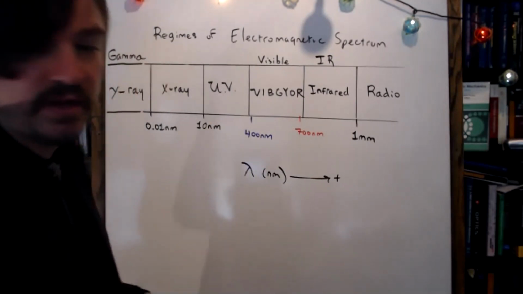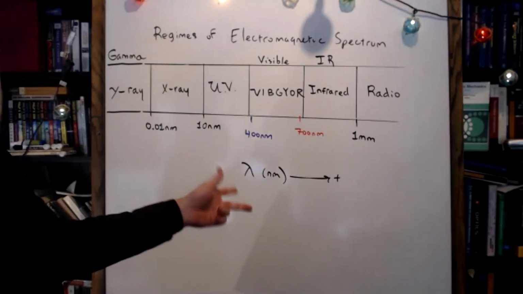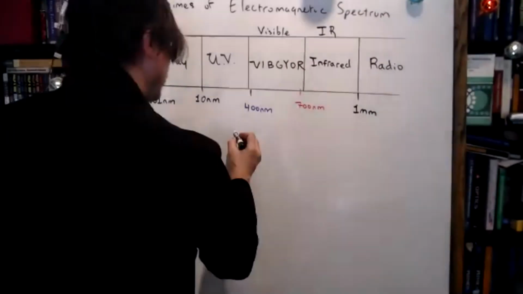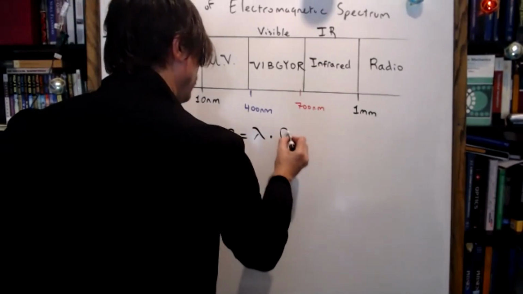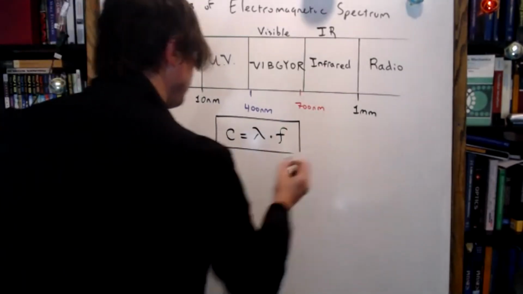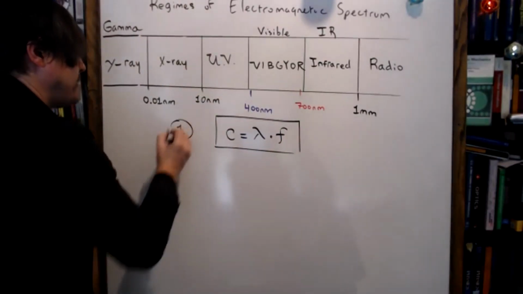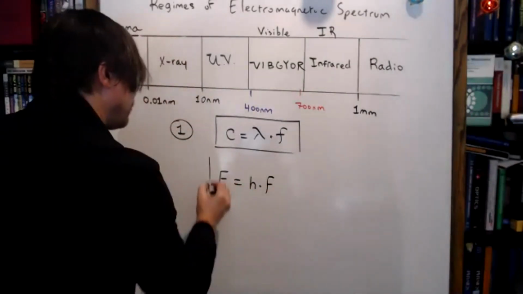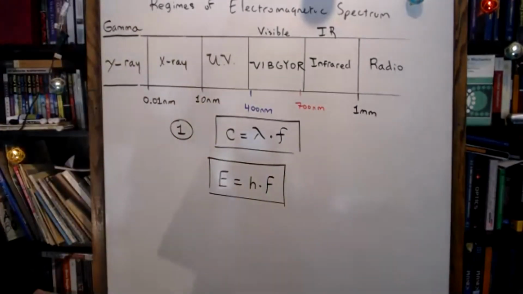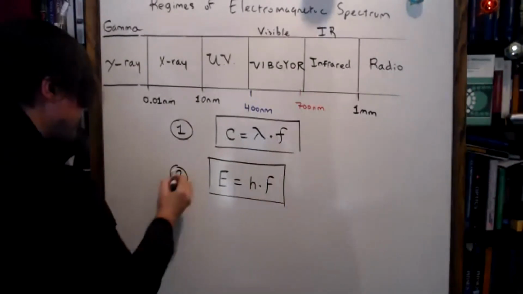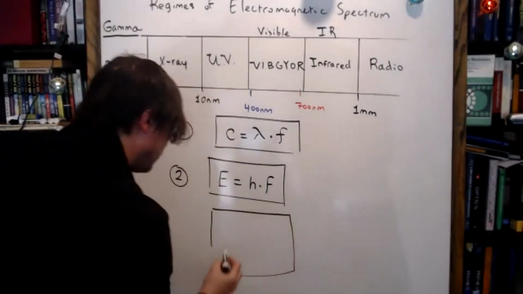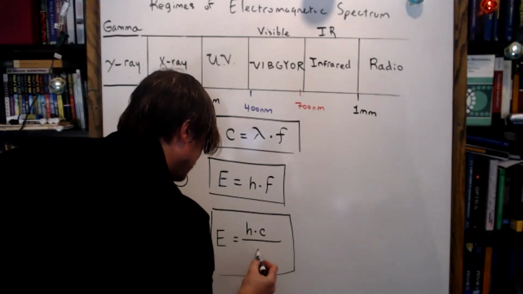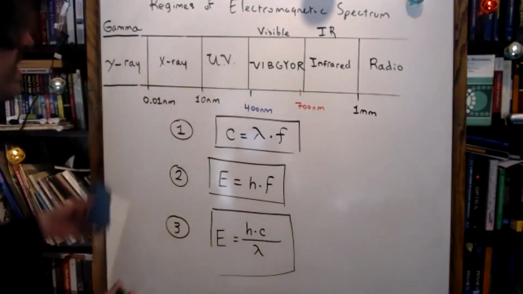There is a relationship between the three variables, wavelength, frequency, and energy. And they're expressed by three formulas that you learned for your office hours last time. The speed of light is equal to the wavelength of light times its frequency, all right? I call that formula number one. The energy of a photon is Planck's constant times its frequency. I call that equation number two. And there's a third formula which mixes these two. The energy of a photon is Planck's constant times the frequency divided by wavelength. I call that formula number three.